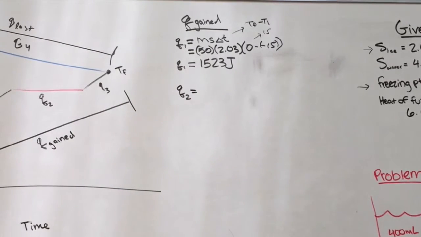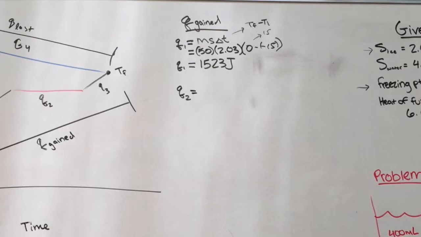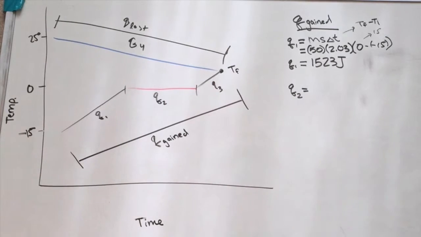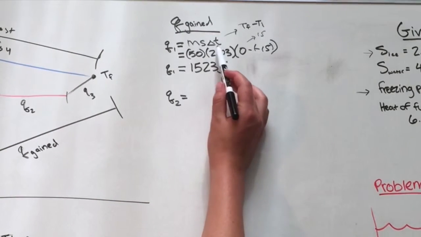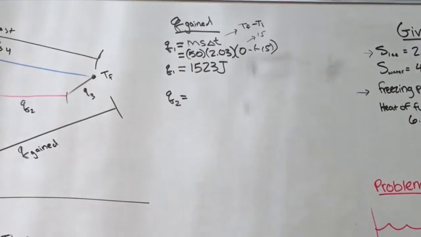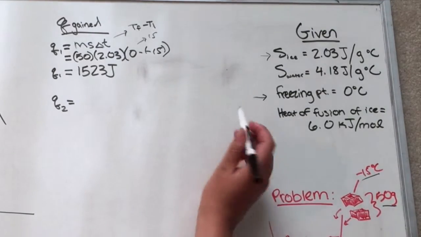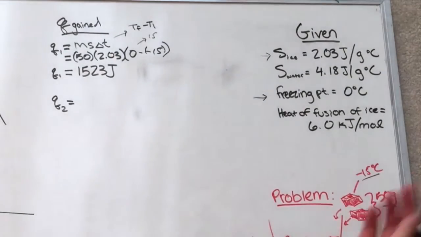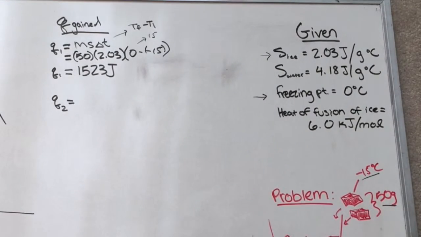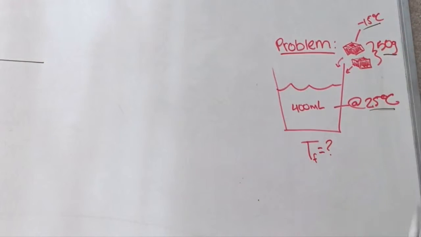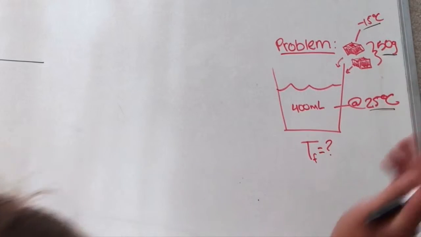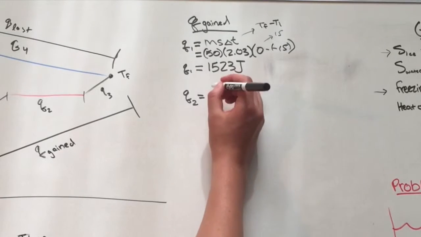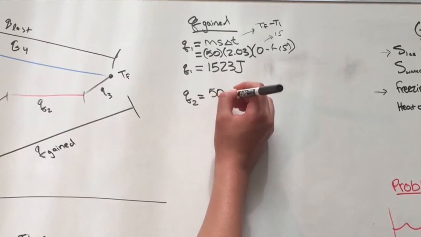Now we're going to do our calculations for Q2. But unfortunately, we can't use ms delta T since our Ti and Tf are both 0, and that would just multiply to give us 0. Instead, we're going to look at our data and use our heat of fusion of ice, which is the number of kilojoules required to melt 1 mole of ice. But we're not given moles, we're given 50 grams of ice. So we're going to use some basic dimensional analysis.